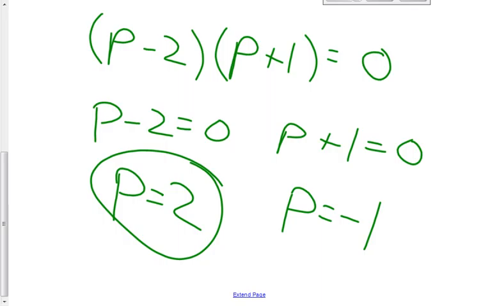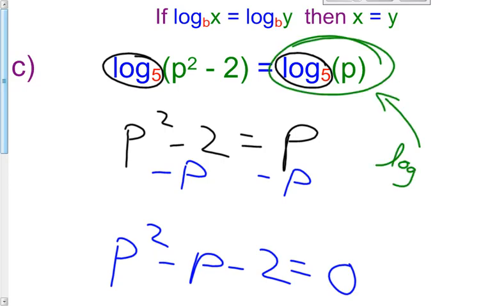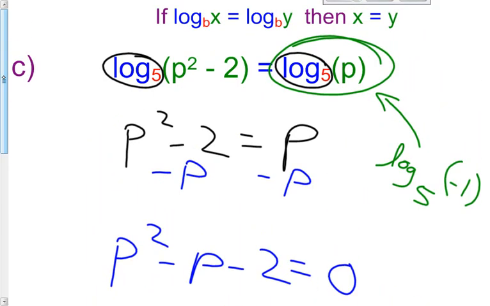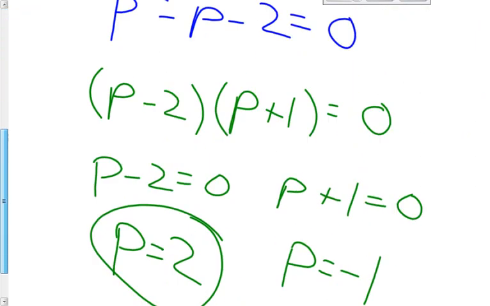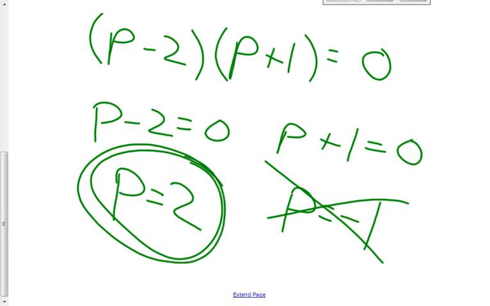Always be very careful when you get a negative number, because you can't take the log of a negative number. So this right here would say log base 5 of a negative 1. And you can never ever take the log of a negative number. This is impossible to do. It's undefined. Once again, I'll explain that to you tomorrow in class. So this is not possible. Our only answer is p equals the positive 2.